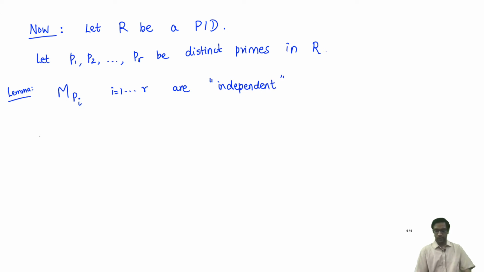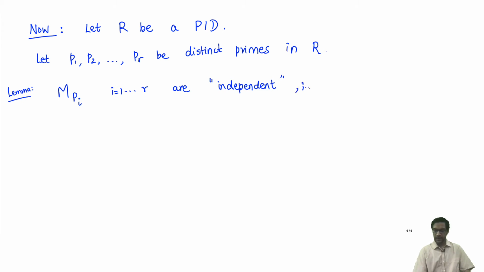Okay, what does independent mean? Well, this is something we encountered while talking about direct products of many submodules and so on. What it says is that the submodule generated by MP1, MP2, MPR, the union of these, is just their internal direct sum. Okay, so let me write this out properly.